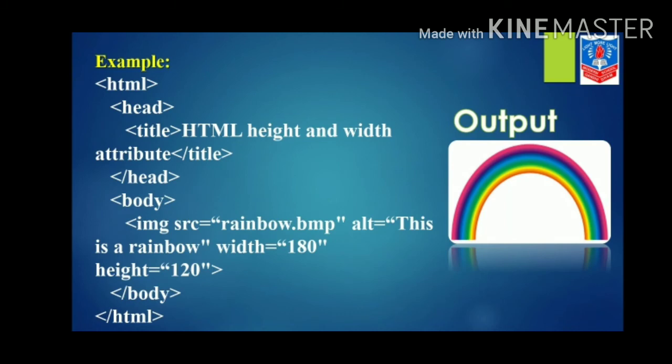Here one example of height and width is given, children, where img src equals rainbow.bmp, alt equals "this is a rainbow", and width 180, height 120. So you can see, children, the rainbow image where the width is 180 and height is 120. Comparatively, height is lesser, so you can see in this image.